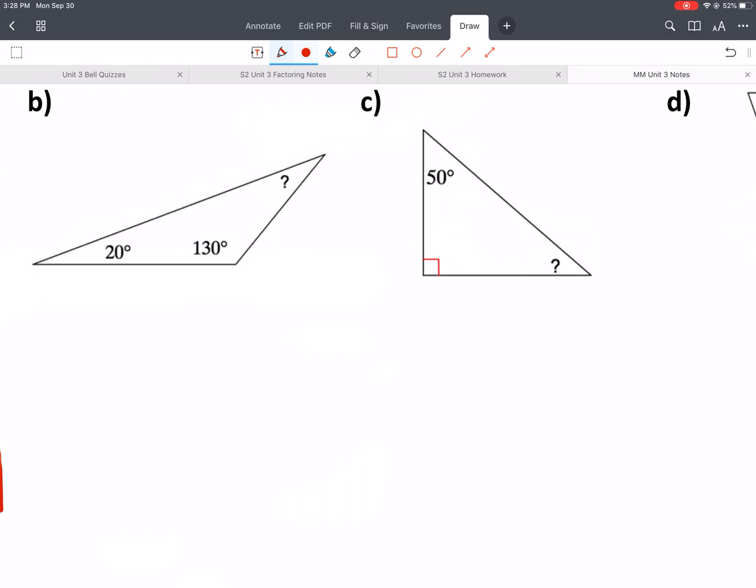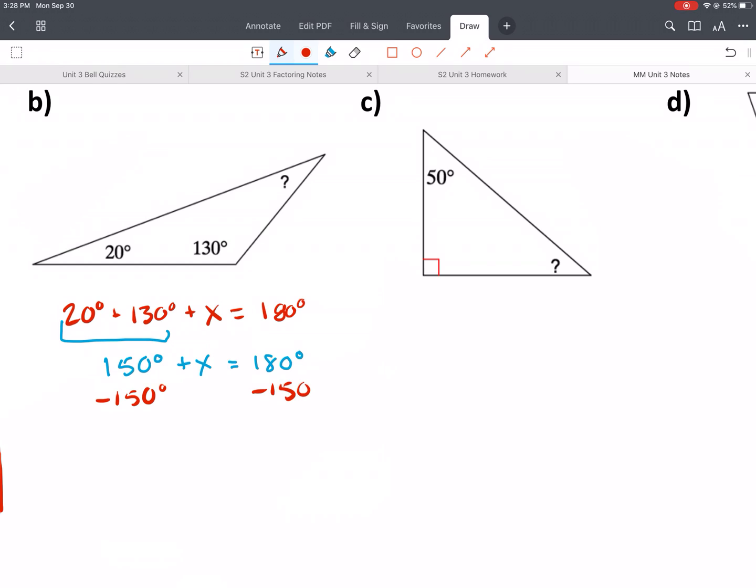Please pause and see if you can do B, C, and D. So again, we'll do 20 degrees plus 130 degrees plus x is equal to 180 degrees. We'll combine like terms on the left side. That gives us 150 degrees plus x equals 180 degrees. Then we'll subtract 150 from both sides. That would cancel and we end up getting x equals 30 degrees.